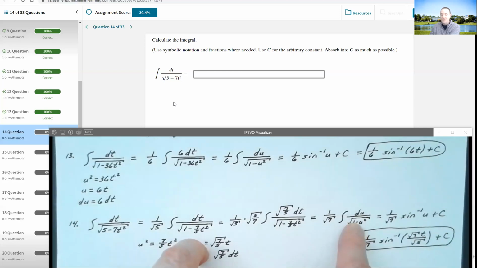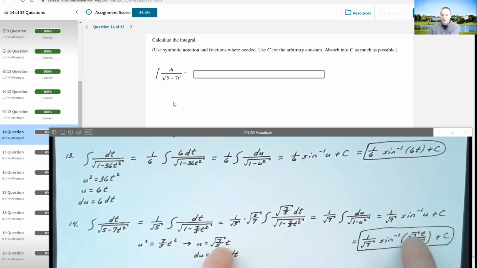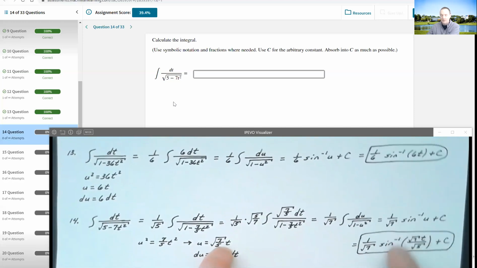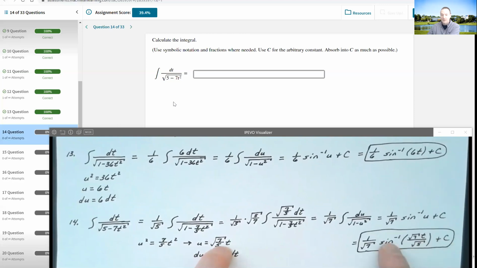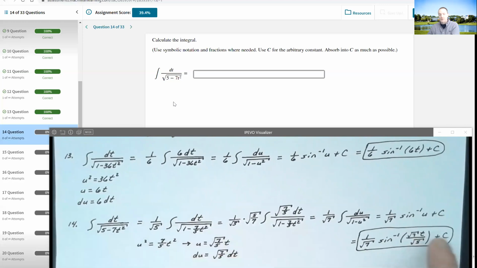By definition, that is the inverse sine of u. So I'll get 1 over the root of 7 times the inverse sine of u, where I already know u is this right here. Now, I wrote this as the root of 7 times x over the root of 5. I kind of like the way that looks better as the argument inside the inverse sine function, but it doesn't matter. You could have left it the root of 7/5 times t in there.